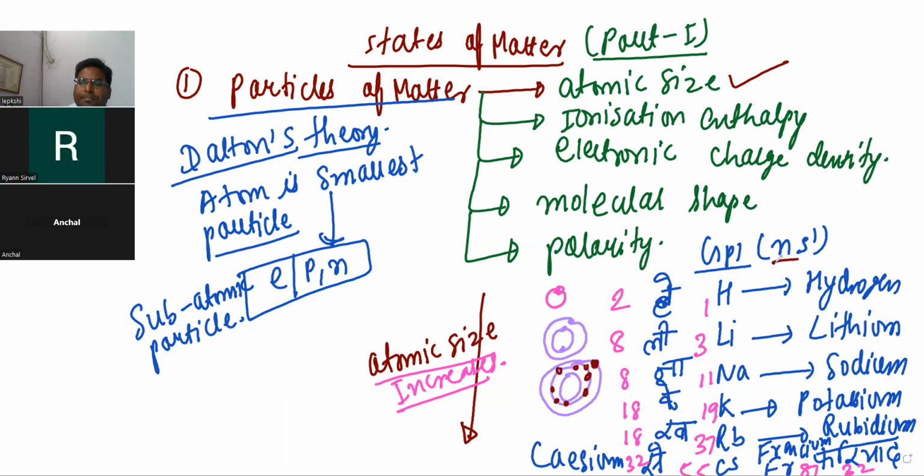In group 1, each element will contain one electron in the last orbit. So you can observe hydrogen contains one, lithium also contains one, sodium also contains one. In the similar manner, potassium, rubidium, cesium, francium. Right? Hydrogen contains one orbit only. Lithium contains two orbits. In sodium, it is three. In the similar manner, as we move down, the atomic size increases, right? So this first statement I have proved. Please write up to this, then I will tell you the next point.